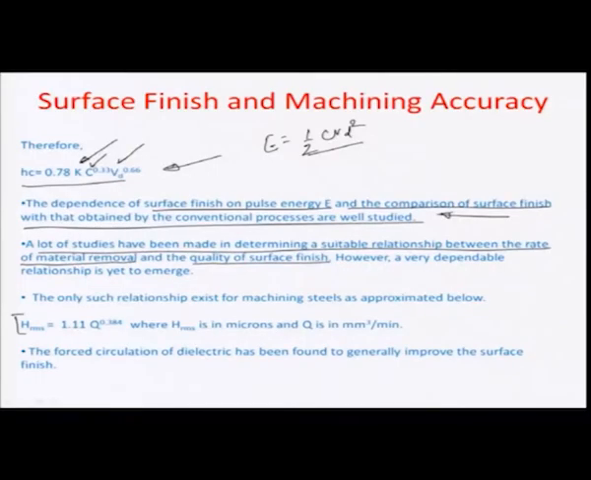In particular, in case of steels, you have a very well defined relationship for how HRMS is related to the material removal rate, although it is quite empirical in nature. There is an equation, HRMS equals 1.11 q to the power of 0.384, where HRMS is the root mean square surface roughness in microns, and q is in cubic millimeters per minute.